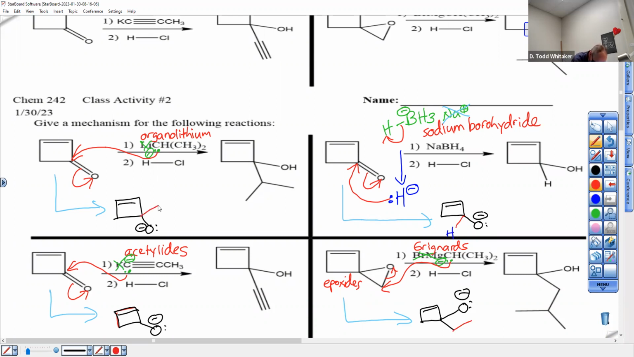We got a new bond here and a new bond here. And isopropyls for this one, isopropyl in blue. And we got the H down there. Now isopropyl. No, it's an acetylide. Yeah, that's nice. And then we got isopropyl.